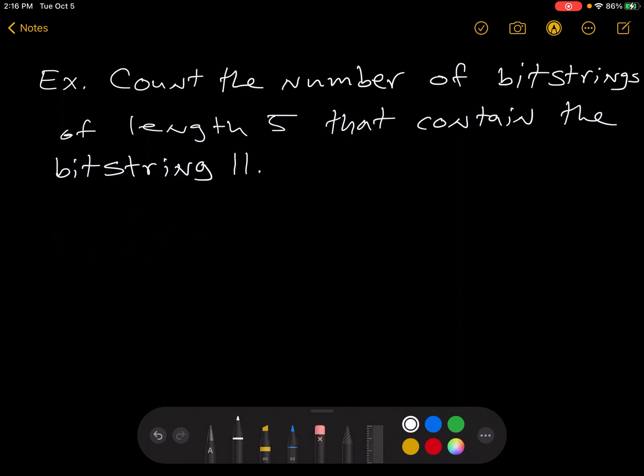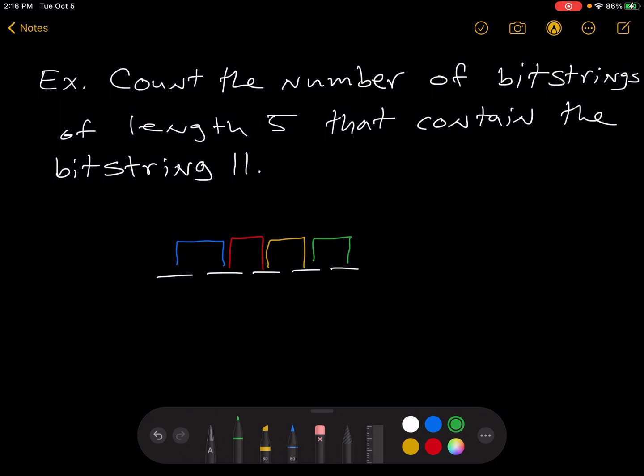So the way to think of this is you have 1, 2, 3, 4, 5. So you have a bit string of length 5. Now, think about how this goes. We could occupy these two, or we could occupy these two, or we could occupy these two, or we could occupy these two.